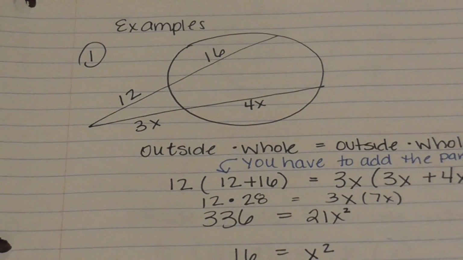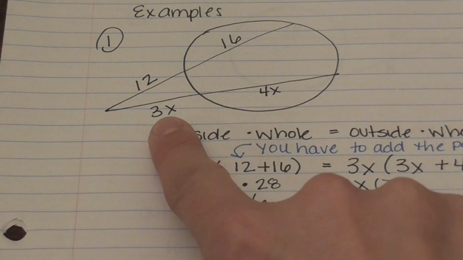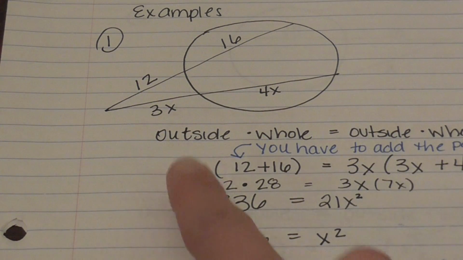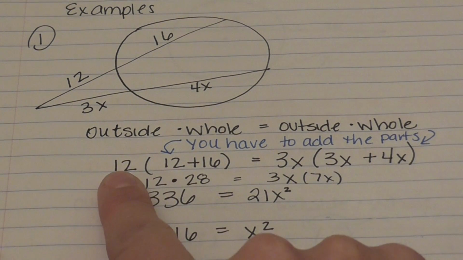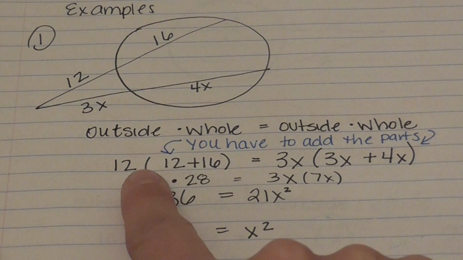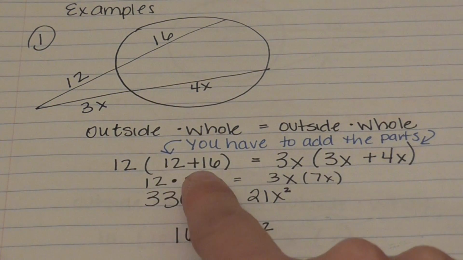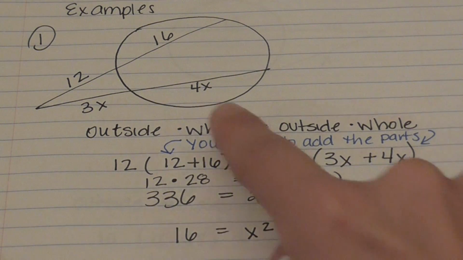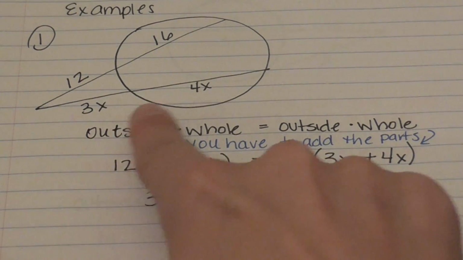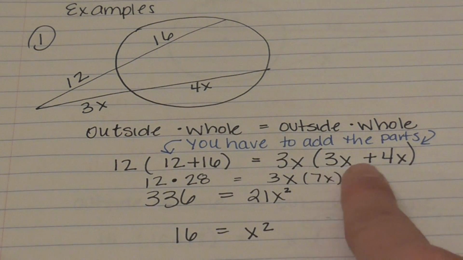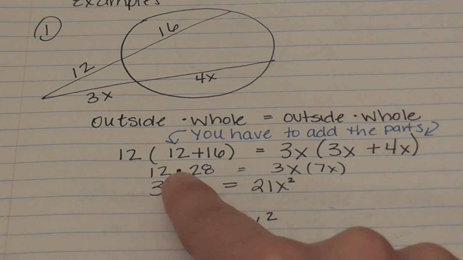An example of a problem would be something like this. I have 12 sitting outside and 16 inside, 3x outside and 4x inside. So I'm going to use outside times whole equals outside times whole. Here's my outside number, which is 12. And I have to multiply that times the whole length of this line, which is 12 plus 16. Then that equals 3x, because that's the outside, times the whole line, 3x plus 4x. I went ahead and added the 12 and 16 together to get 12 times 28.